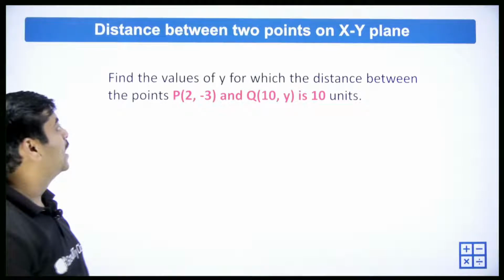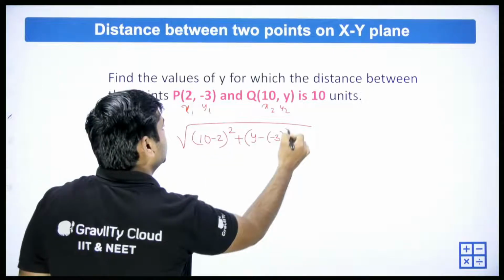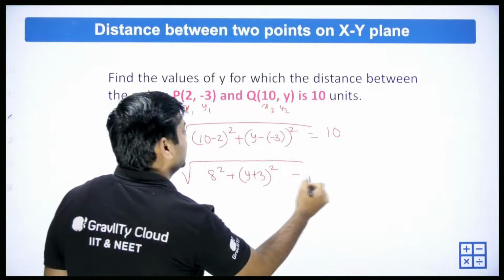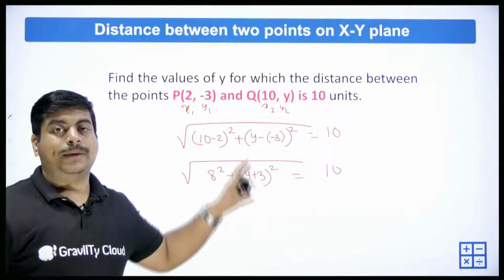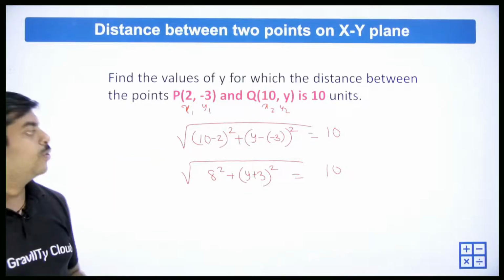So x1, y1, x2, y2, the distance between these 2 points: x2 minus x1 whole square, 10 minus 2 whole square, plus y2 minus y1 whole square, y minus of minus 3 whole square is equal to 10. Right, so root over 10 minus 2 is 8 square plus y minus of minus 3 is y plus 3 whole square is equal to 10. So from this point, I'm leaving this question for you. Please try to solve that to get the value of y, and then you can understand the next coming things. Okay. So what else we're having next?